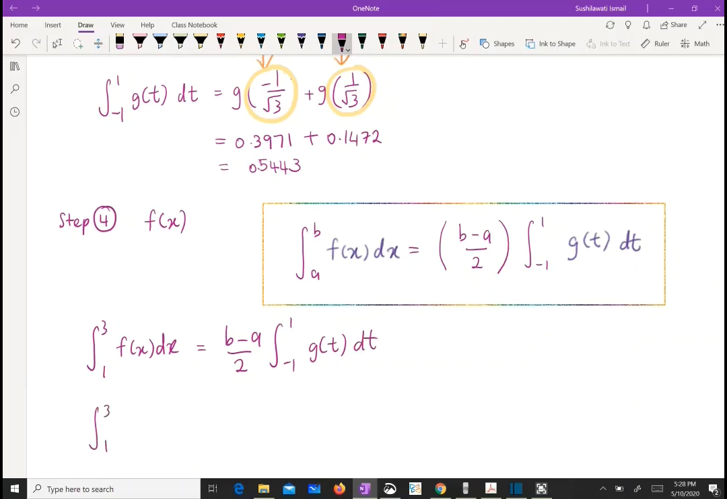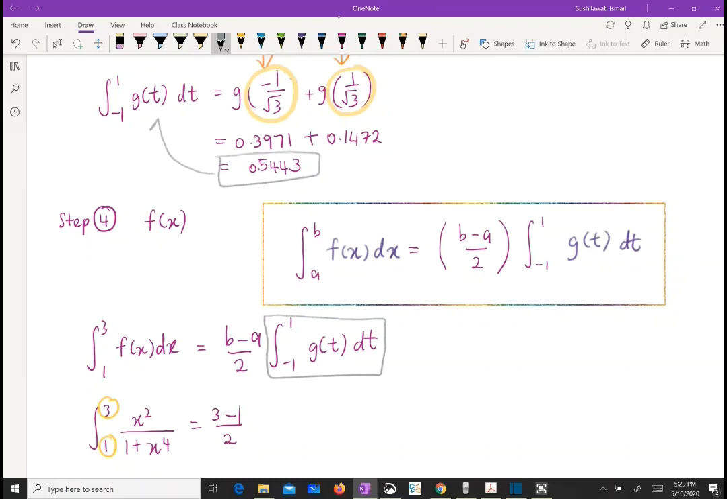Then our integral of x squared over 1 plus x to the power of 4 equals, our b is 3, a is 1, so 3 minus 1 over 2, and the value for this one is from here, 0.5443. So our final answer is 0.5443. This is the approximation using the 2-point Gauss quadrature method.